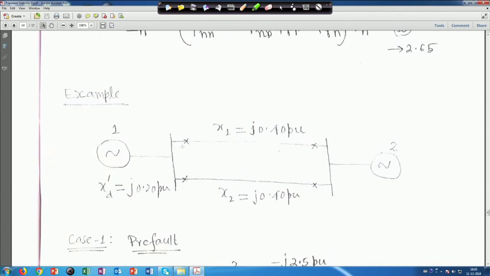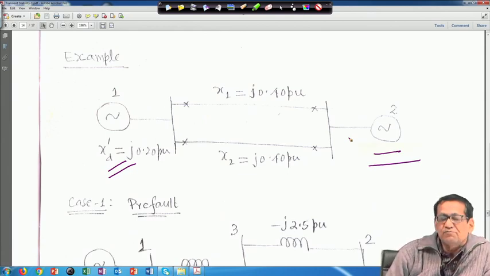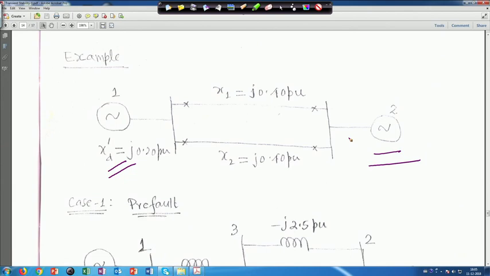This example is your double circuit line, right. The problem is something like this: double circuit line. For the generator 1, that x d dash is given, j 0.2 per unit, and this is a double circuit line, x 1 is given j 0.40 per unit, this is also x 2 j 0.40 per unit, and of course, this is another generator, but x d dash is not given, right. So, in this problem we have to find out pre fault, then fault, and then post fault admittance matrix, right.